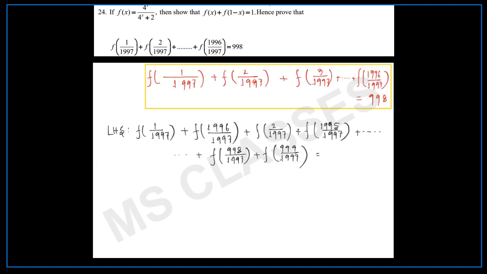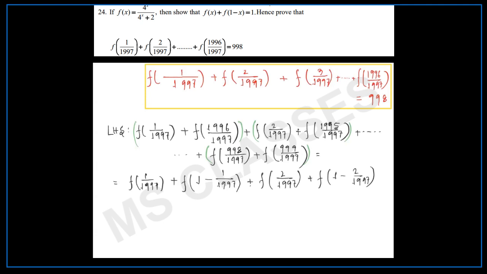Now we can make pairs: this one plus this one, this one plus this one. Now this pair we can further express as f of 1 by 1997 plus f of 1 minus 1 by 1997, which is the first term, plus the next one, f of 2 by 1997 plus f of 1 minus 2 by 1997, and this continues, and here f of 998 by 1997 plus f of 1 minus 998 by 1997.